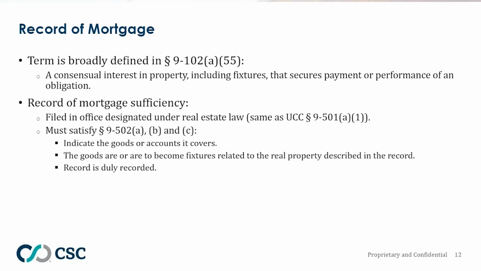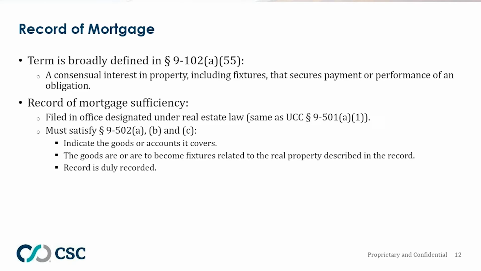And like a fixture filing, it has to be recorded in the office designated under the real property law where a mortgage would be recorded on the affected real property. So not only does it have to provide all the information from 9-502(a) and (b), in other words, name of the debtor, name of the secured party, indication of the collateral, description of the real property. It has to indicate that it covers fixtures, and it has to have the name of a record owner if the mortgagee doesn't have an interest of record.